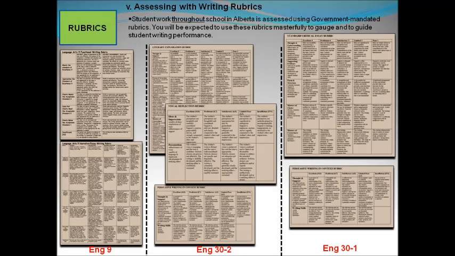Here's a big map of rubrics, the government mandated rubrics in Alberta, all across Alberta, at the grade 9 and grade 12 levels. So basically in high school, there's two big rubrics that you use in grade 9. One is the functional writing or the letter writing rubric. The other is the narrative or essay writing rubric. Honestly, I think these things are going to go the way of the dodo now.